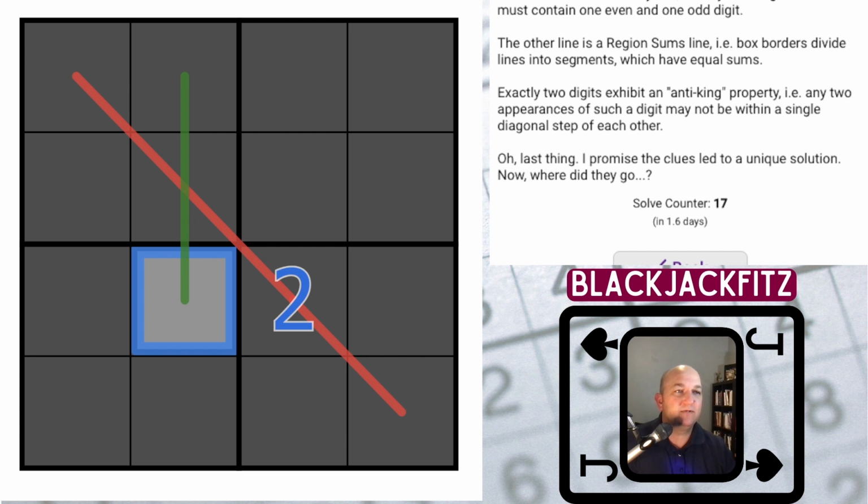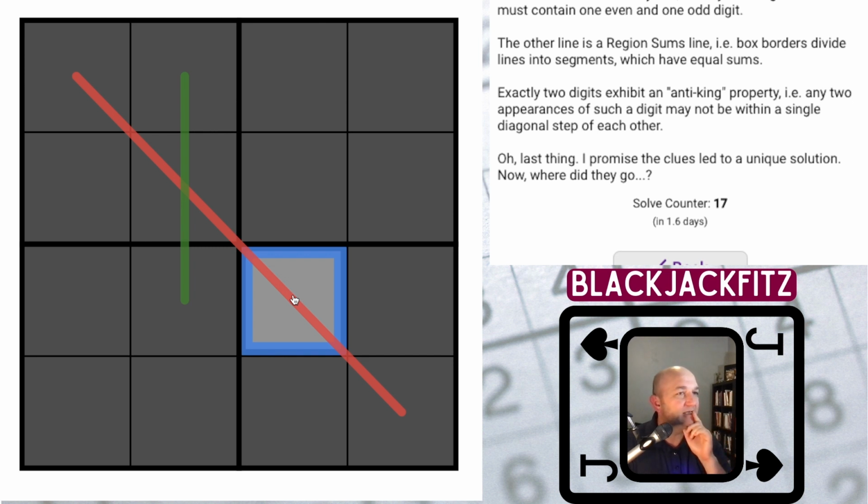Okay, one last thing. I promised the clues led to a unique solution. Now, where did they go? Okay, that's interesting. I think that implies... does that mean that we have to assume uniqueness with this? That might mean that we have to assume uniqueness.